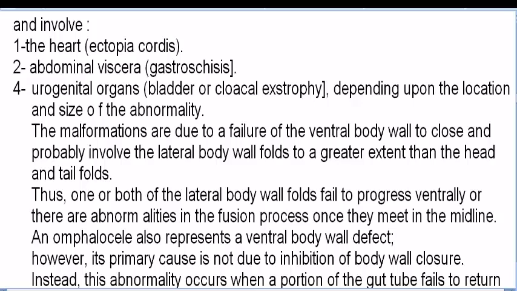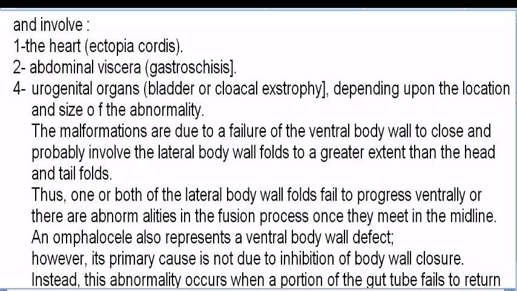The malformations are due to a failure of the ventral body wall to close and probably involve the lateral body wall folds to a greater extent than the head and tail folds. Thus, one or both of the lateral body wall folds fail to progress ventrally, or there are abnormalities in the fusion process once they meet in the midline.